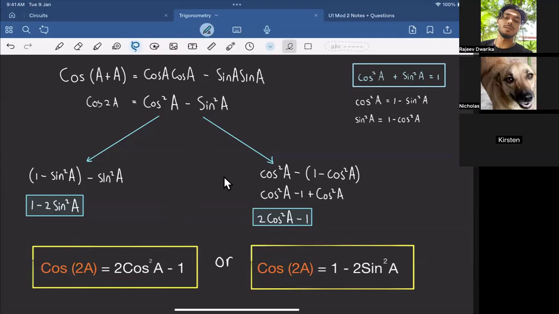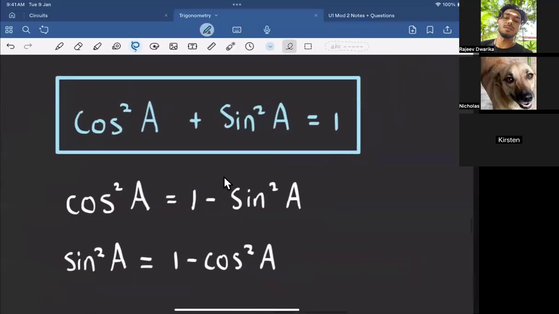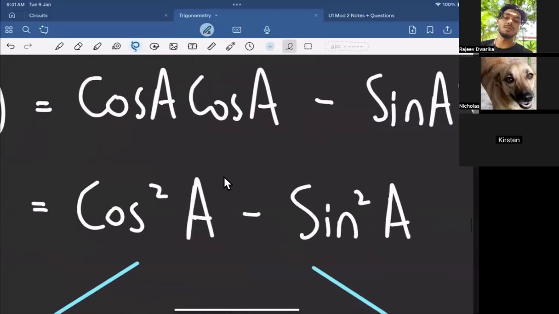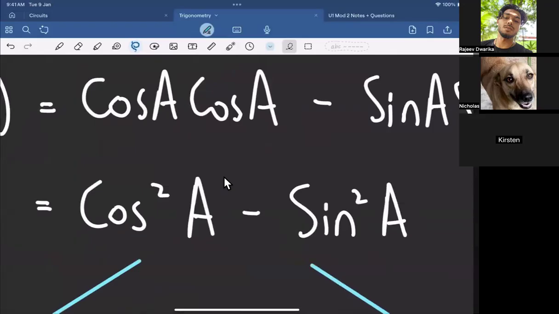Okay, nice. So basically what I'm saying is because there's this identity, cos squared A plus sine squared A is equal to 1, and there are different ways you could write cos squared A and sine squared A. You can make a substitution depending on what you say cos squared A or sine squared A is. That's why you have two different ways you could write cos 2A. Or you could play it safe and just write it like this and change it afterwards.